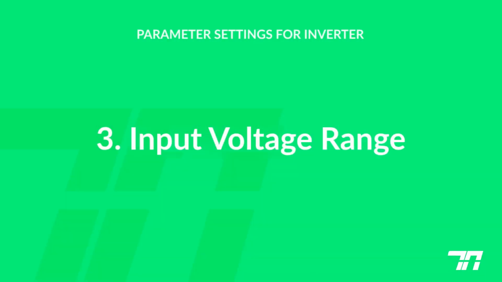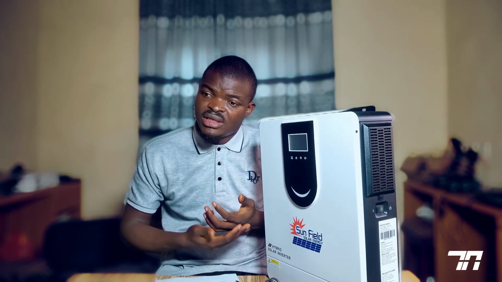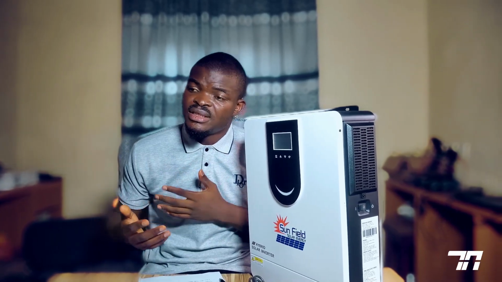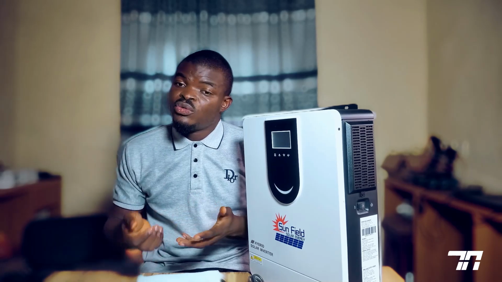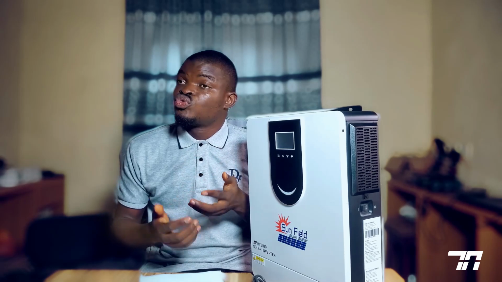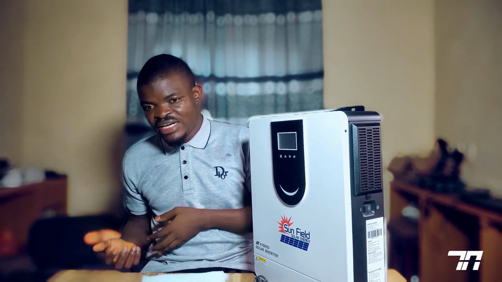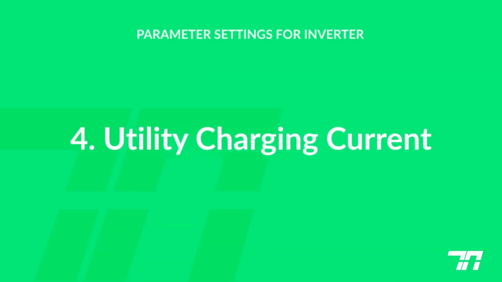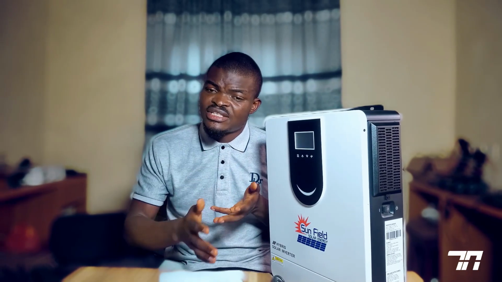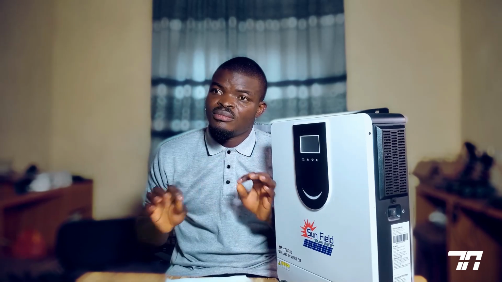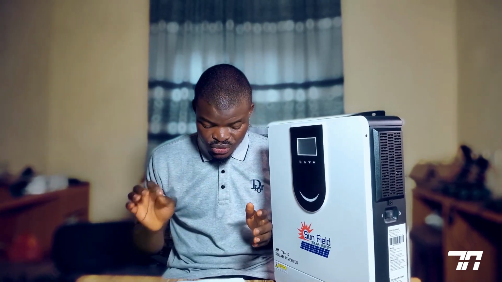Another one is input voltage range. You need to set your input voltage range. Like, okay, you want your input voltage to be in a range of 178 volts AC to 265 volts AC. Okay, you want it to have higher, so just to be safe, you set it to 200 volts AC to 265 volts. You need to set that one. Another one is utility charging current. The utility charging current is different from maximum charging current. The utility charging current is just your charging current from mains, which is the NEPA source.